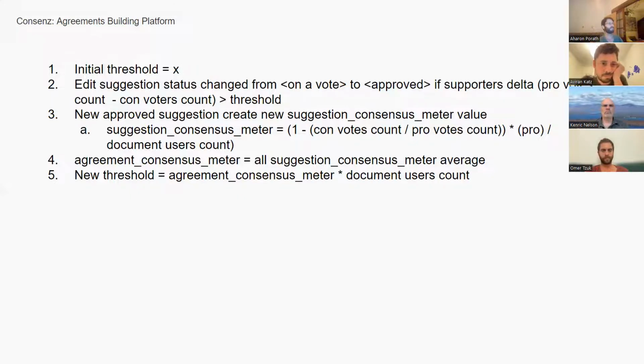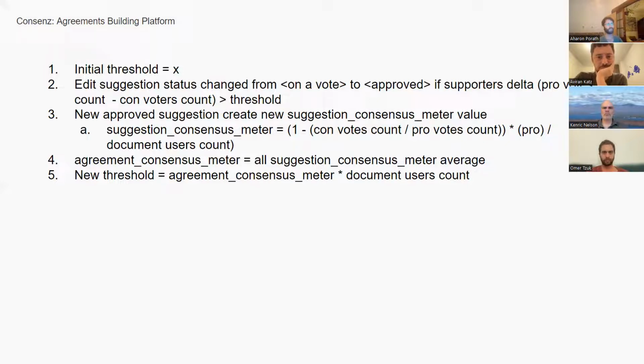Now, the edit suggestion can change from on a vote status to be approved and to be part of the agreement draft when the supported delta, which means the pro voters minus the con voters, reaches the threshold. So we have a certain number, this is the threshold. When there are enough supporters to reach the threshold, then the suggestion becomes part of the document, part of the product of the process. And every time a new suggestion is added to the document, we consider it a status change of the document itself, then the threshold should be updated.